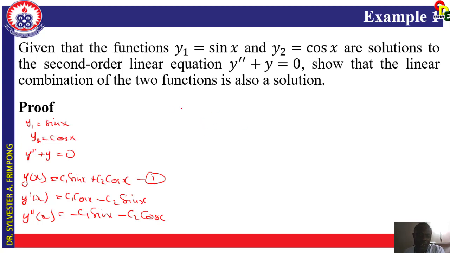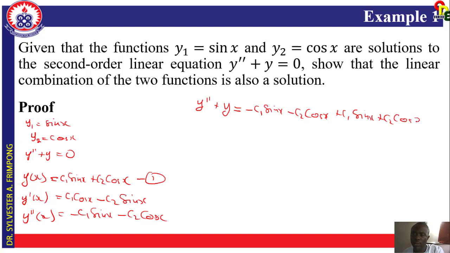To verify whether it's a solution, we want to find out whether this identity holds: y'' + y is equal to 0. We know y'' is minus c1 sine x minus c2 cos x. And then y is plus c1 sine x plus c2 cos x. When you put these two together, you realize that you get 0. So we are saying that the linear combination is also a solution. This will cancel this, and this will cancel that, so we get 0.